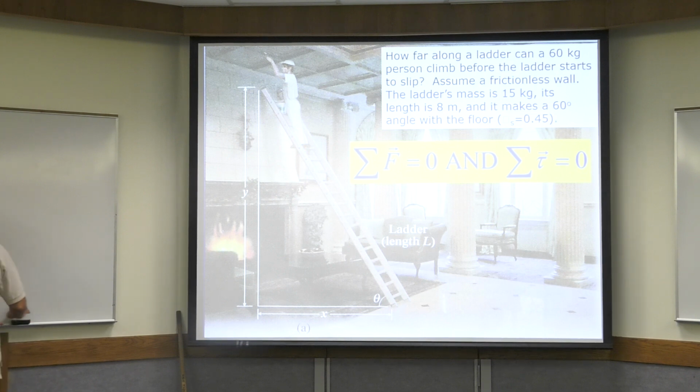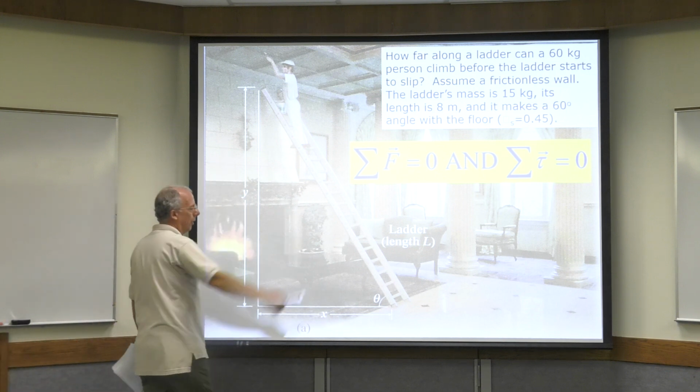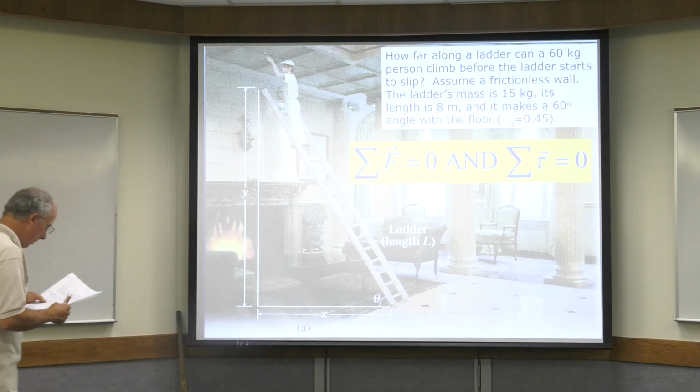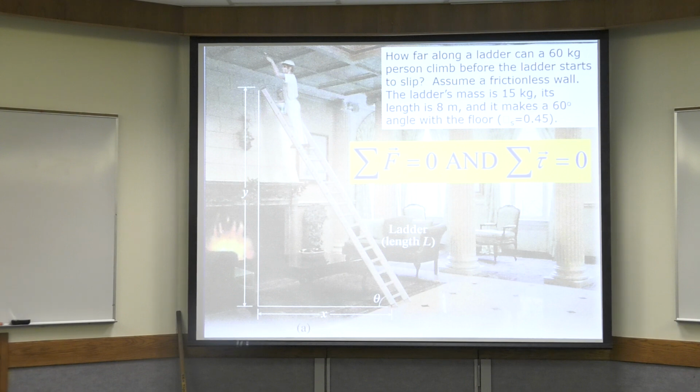All right. So what's the object? Is it the man? Is it the ladder? Well, what are the forces acting on? The ladder, right? You have all sorts of forces acting on the ladder. So the ladder is the object. So what are the forces acting on the ladder? Uppercase Mg is going to be the weight of the guy. Lowercase mg is going to be the weight of the ladder.